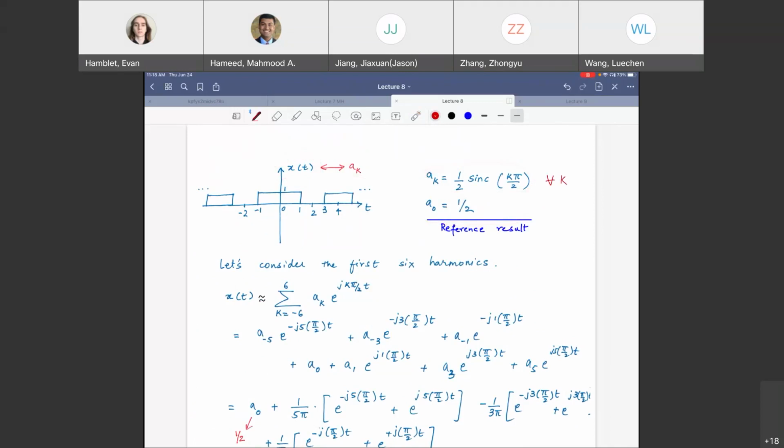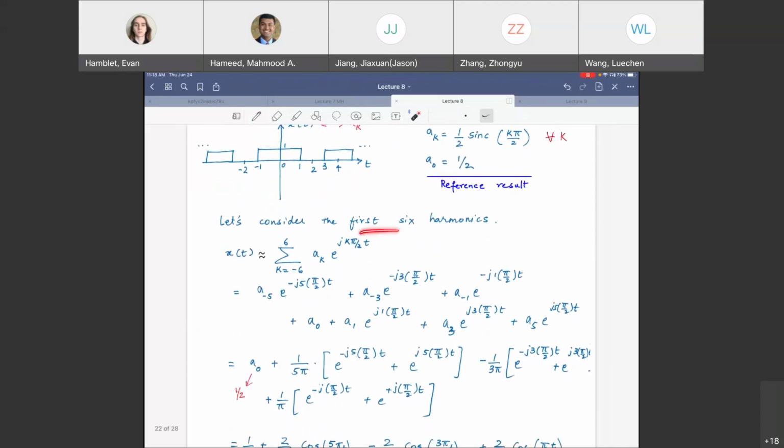So let's try to figure out something by putting the first six harmonics of this signal together. Earlier I said x of t can be obtained by summing up all the projections. Over here, I'm just looking at the first six, so I'm doing an approximation. So k equals negative 6 to 6, A sub k e to the j k pi over 2 t. Same example, same time period, same omega naught.